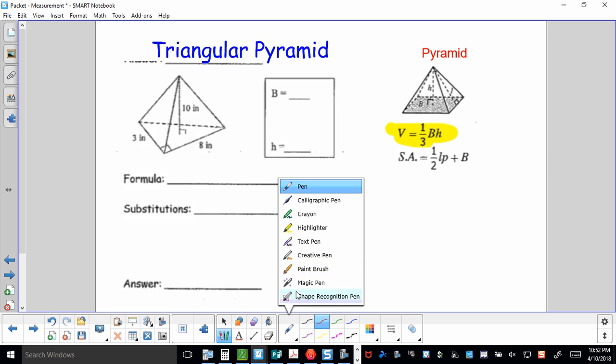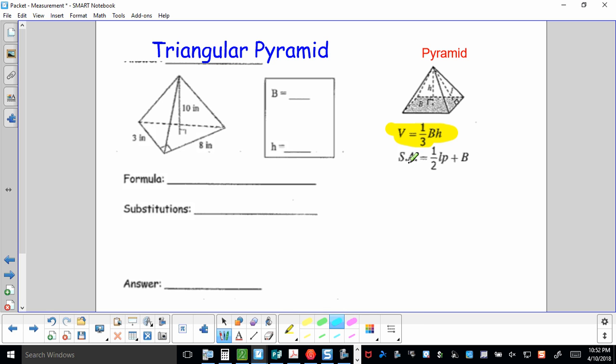Our next figure is a triangular pyramid. Again, we use the same formula for all the pyramids. We call this a triangular pyramid because the base is a triangle. The formula for the volume is the volume is equal to 1/3 big B times height. So the big B, again, is the area of the base, which is a triangle. So it's 1/2 the base times the height.